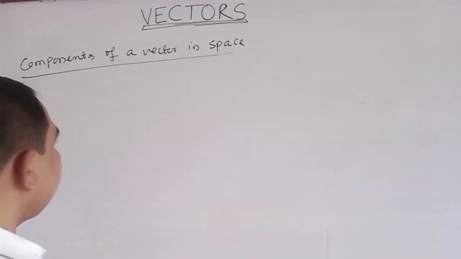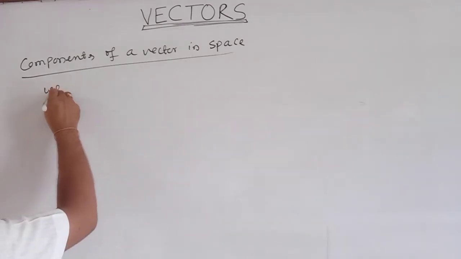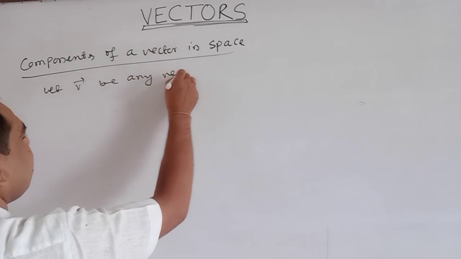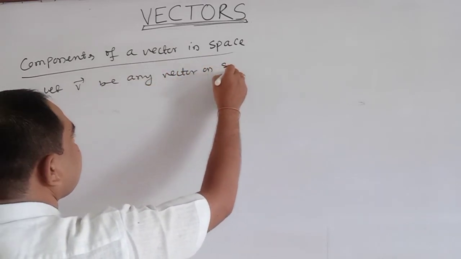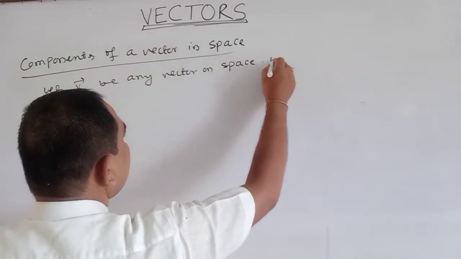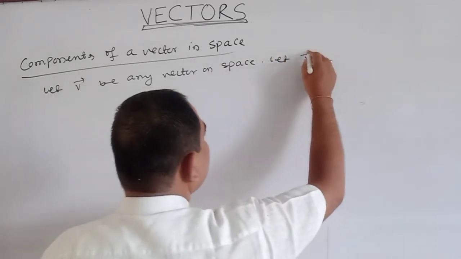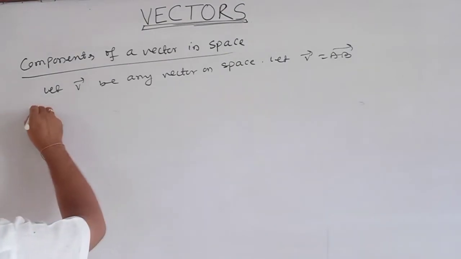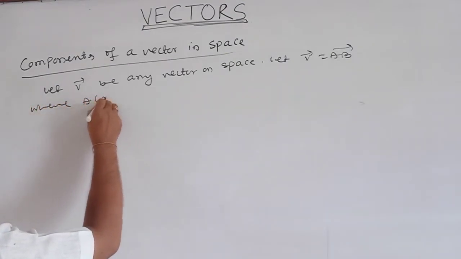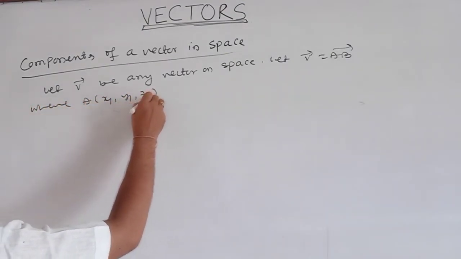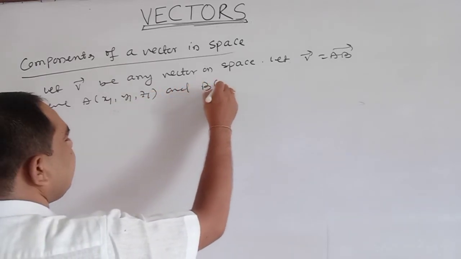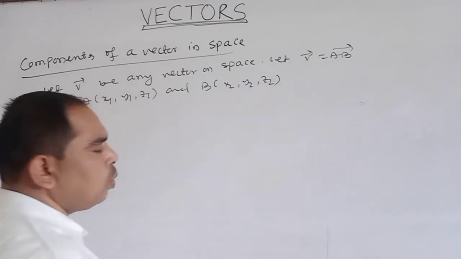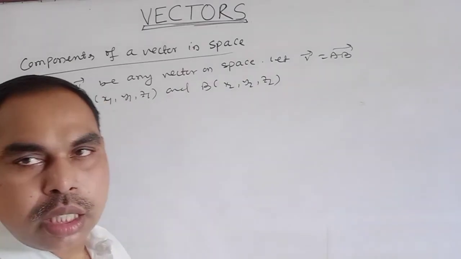Let V vector be any vector in space. Let V vector is equal to AB vector, where A(x1, y1, z1) and B(x2, y2, z2) are 2 points in space.